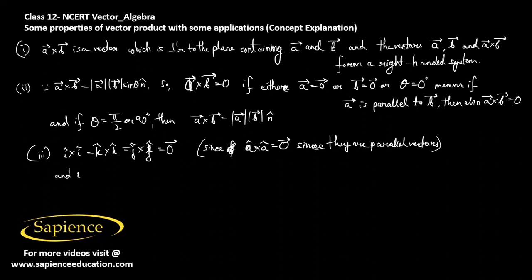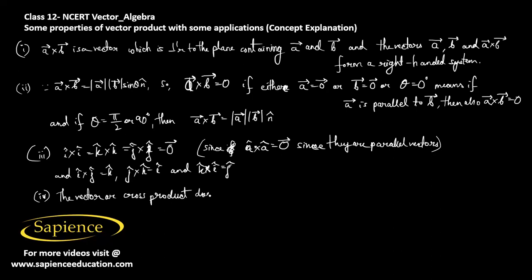And we know that I cap cross J cap is equal to K cap, and J cap cross K cap is equal to I cap, and K cap cross I cap is equal to J cap. And if we reverse the order, then the sign will also change. So it means that the vector or cross product does not follow the commutative rule. Means I can say the vector or cross product is not commutative.